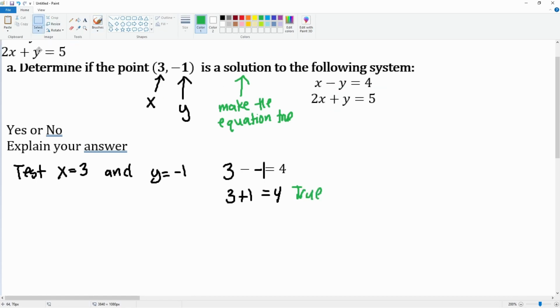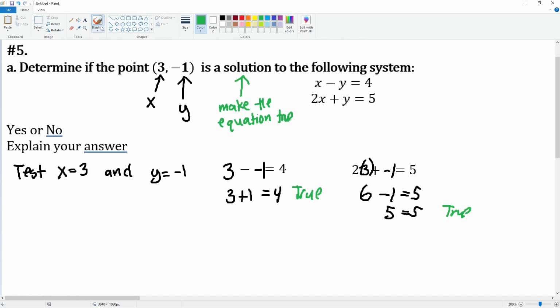So let's grab that and make the substitution. Let's see if these values of x and y hold true for the second equation. We substitute the value of x is equal to the number 3 here. And then we have a y, we substitute in the value of -1. 2 times 3 is 6, and we minus 1. Does that make 5? 5 equals to 5, so that is true.